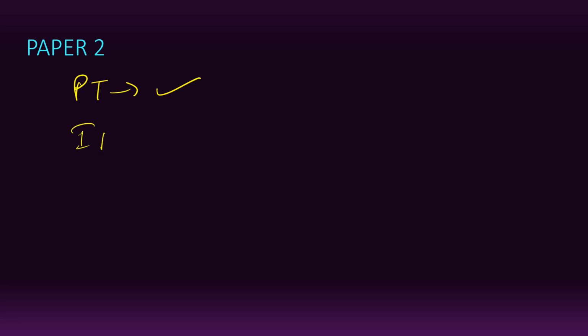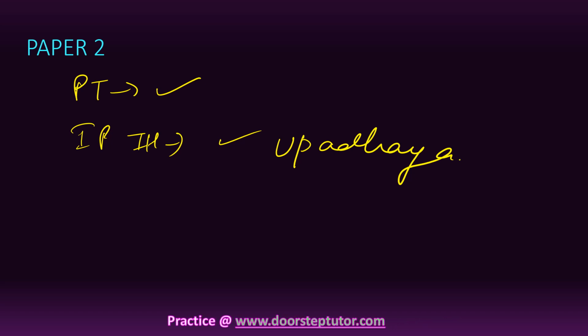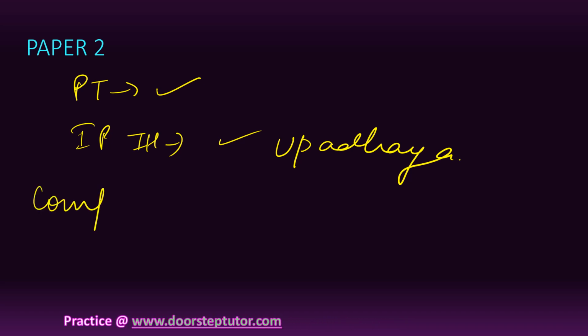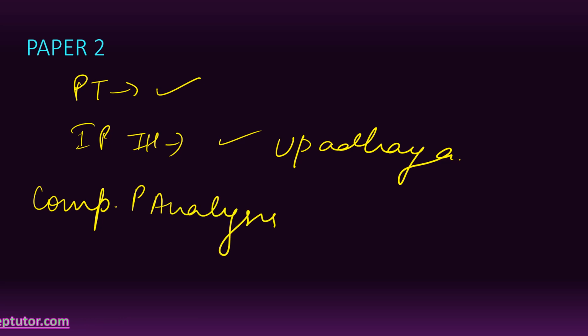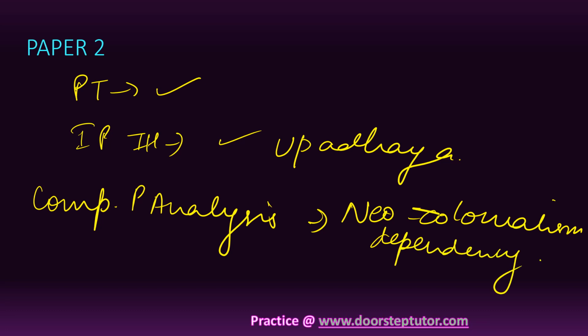The Indian political thought section covered books of Ambedkar, nationalism of Aurobindo, and Upadhyay's ideas. If I talk about comparative political analysis, a question on neo-colonialism was asked this time. Dependency theory was also one topic that was asked. World system theory was there too, with a question on who gave this theory.